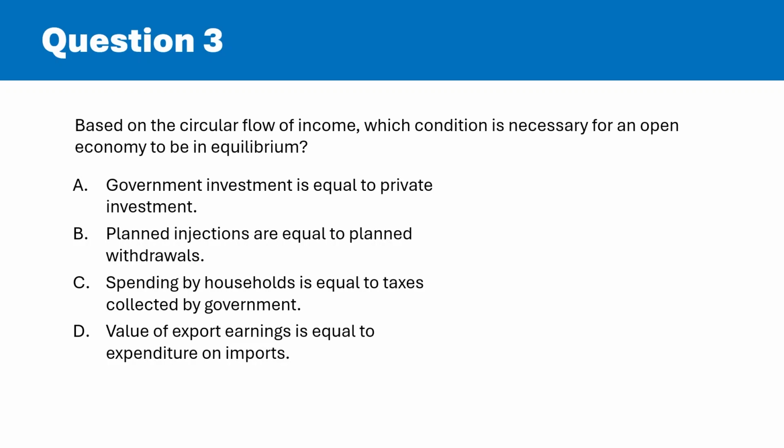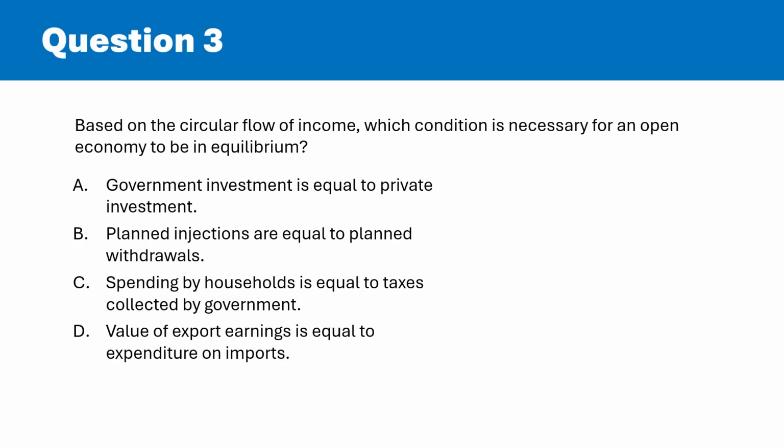Now let's check option A. Option A says that government investment is equal to private investment. It's not required. They don't have to be equal for the equilibrium. Okay. Let's go to option C. Option C says spending by households is equal to taxes collected by government. Again, it's not necessary. These are very unrelated components. Your spending means household's consumption does not have to be equal to the taxes collected by the government. So this option also doesn't make any sense.